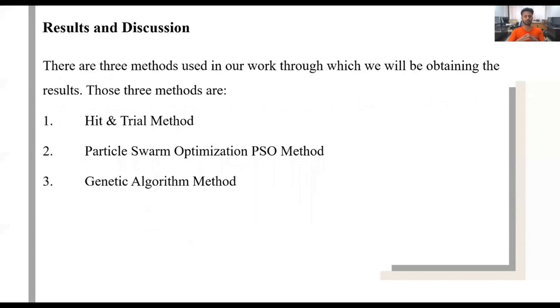For the results and discussion, we have used 3 techniques. These are the 3 methods used in our work through which we will obtain the results. These 3 methods are, as I already discussed, number 1 the trial method, number 2 the particle swarm optimization, PSO method, and number 3 the genetic algorithm method.